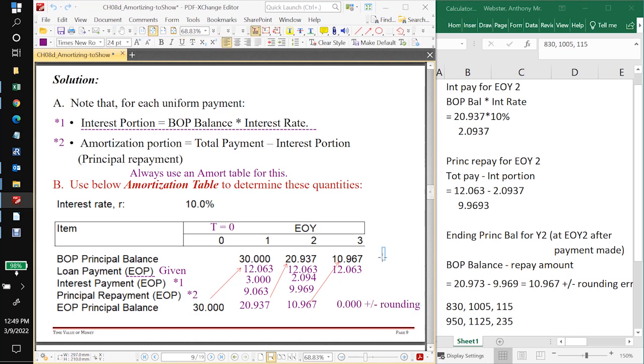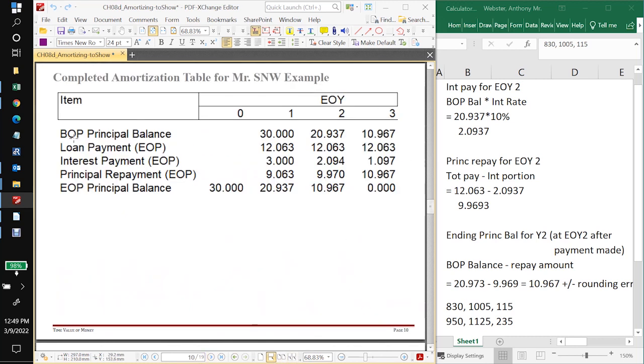Better be 0, plus or minus rounding, because after the last payment, there's nothing left to pay. There's no more principal left to pay. So that's always a good check. So I'm going to leave it to you to compute these two numbers and make sure you get to something close to 0. And if you need some help with that, I've got the complete table for you here, so you can check your answers with the numbers I have for year 3.